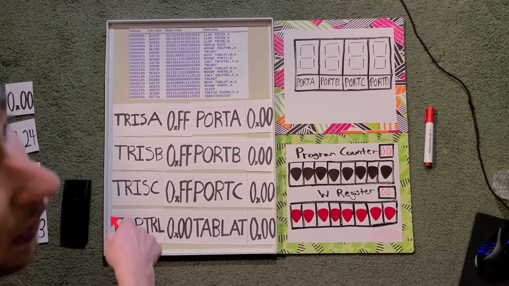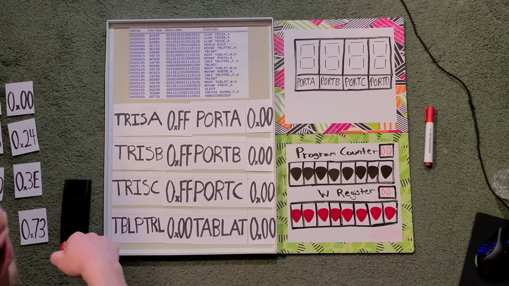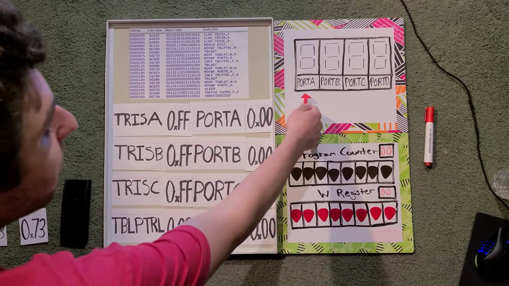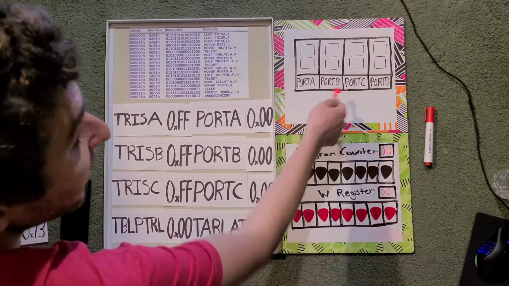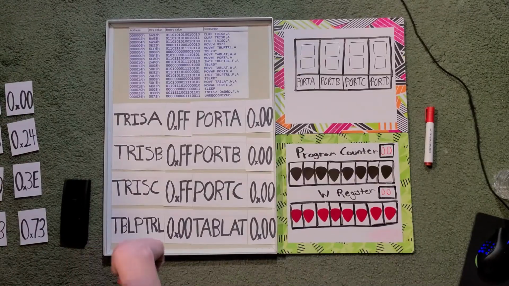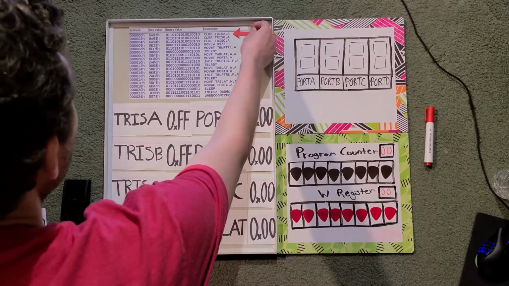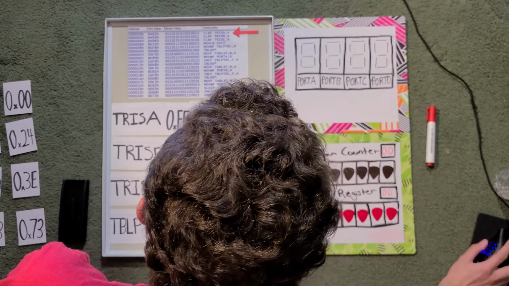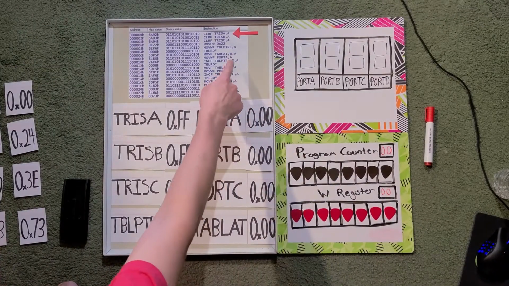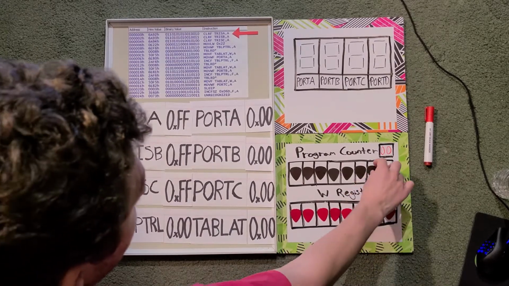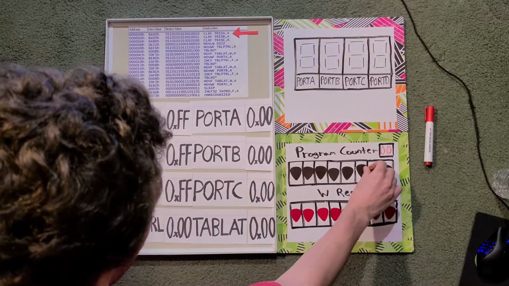Hello. Today we're going to be using our physical representation of a PIC18 microcomputer to run a simulation of a program that's going to turn port A into S, U, P, and write the word SUP. So we're going to run our first instruction right here, which is going to clear TRIS A. But before we do that, we got to increment our program counter to 2.